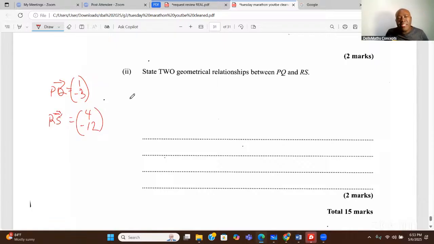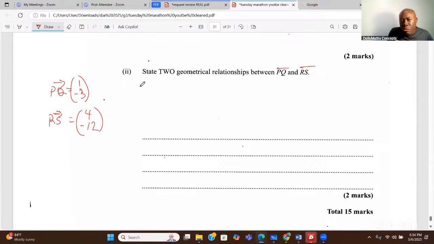Now, whenever CXC give these questions, to be honest, it's kind of redundant. They ask this every year. Parallelism is going to come out. You're going to find some scalar multiplication, that means something multiplied to give something, or you can say a fraction, whatever, any number you can find. You're going to use that to give 2 relationships quickly. For example, they said state 2 geometric relationships between PQ and RS.